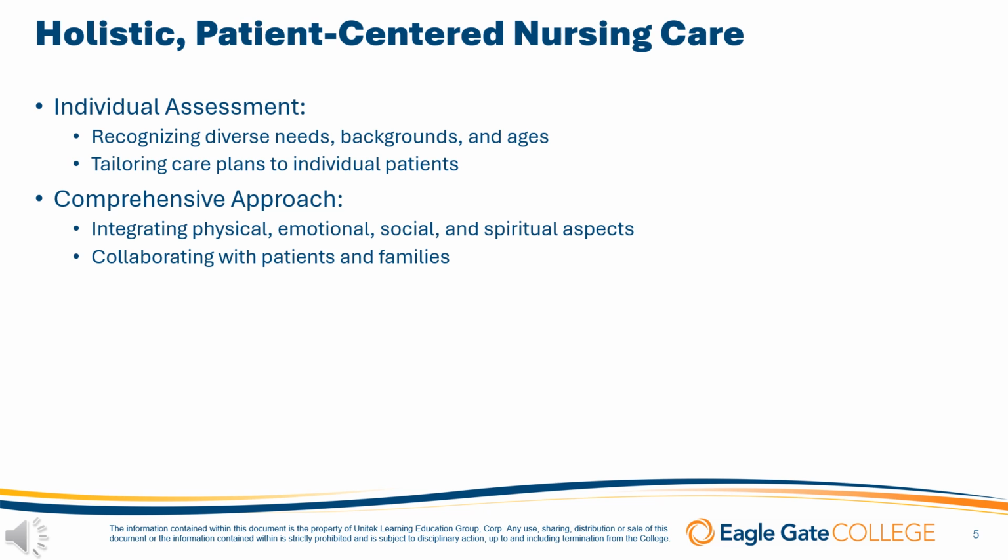Physical care involves addressing the immediate medical needs and managing chronic conditions effectively. Emotional care focuses on mental health, stress management, and supporting the psychological well-being of patients. Social aspects include considering the patient's family dynamics, social support systems, and community resources.